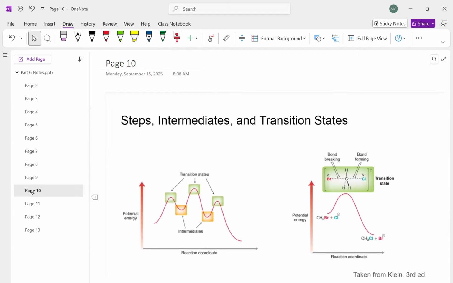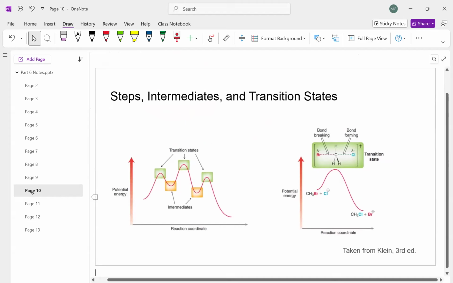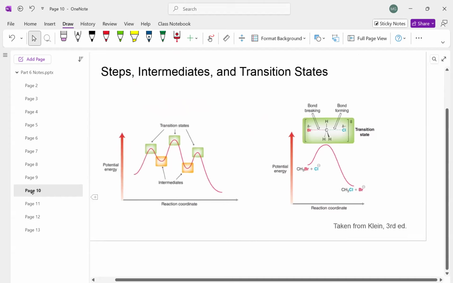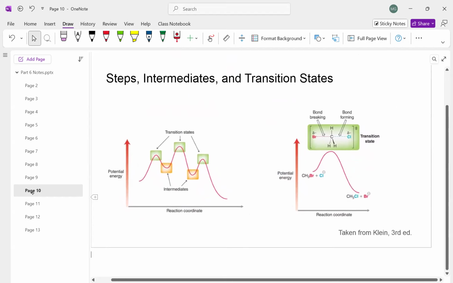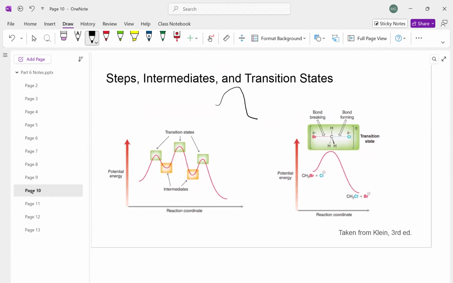So what we're going to look at for the next few minutes is how to look at a reaction coordinate and interpret what everything means. Because up until now, we've looked at reactions that occur in one step. You go over this hill, and then you get down to your products. But reactions, especially in OChem, often involve multiple steps.